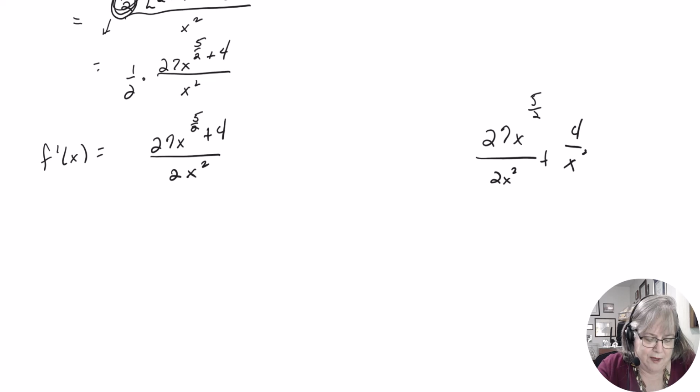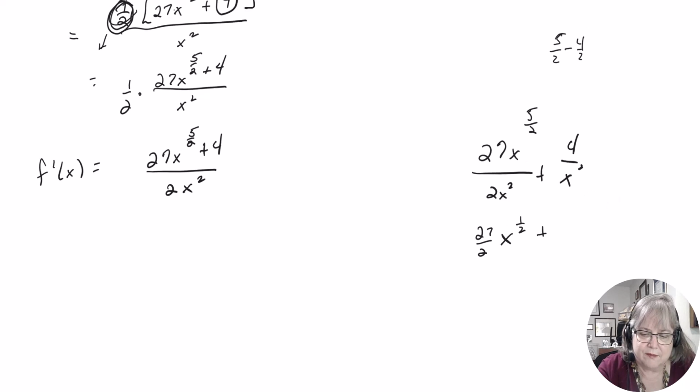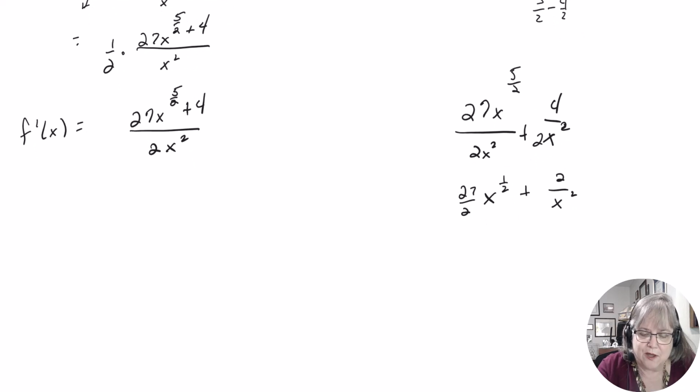So then you go, okay, well, this side is just going to be 27 over 2, but this, so 27 over 2x, and 5 halves minus 2, which is 4 halves, right, is going to leave you a half plus 4 over 2x squared, right, is 2 over x squared. And then they sometimes change it to this, 27 square root of x over 2 plus 2 over x squared.